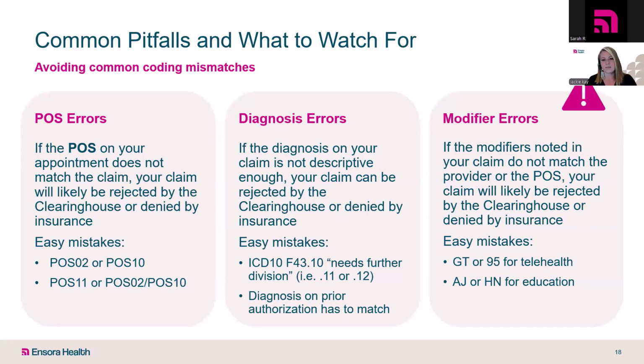Modifier errors. If the modifier noted in your claim does not match the provider or the place of service, your claim can be rejected as well. So for telehealth claims, a lot of insurances require that extra modifier on the claim to indicate that it is a telehealth, and that is a GT or 95. Or some insurances require education modifiers such as an AJ or HN.